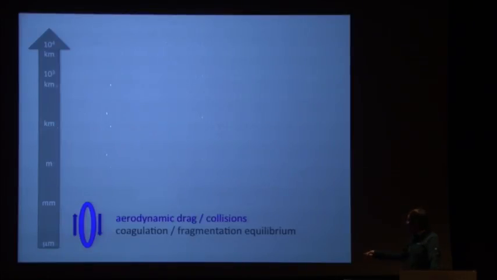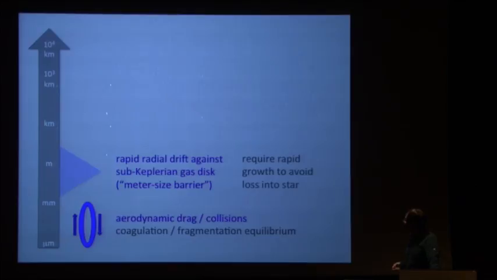So the basic story here is that in this small size regime, there's some kind of equilibrium set up between coagulation and fragmentation that maintains some kind of size distribution in this small particle regime. Then we go up to larger sizes, maybe sizes of tens of centimeters and meters.